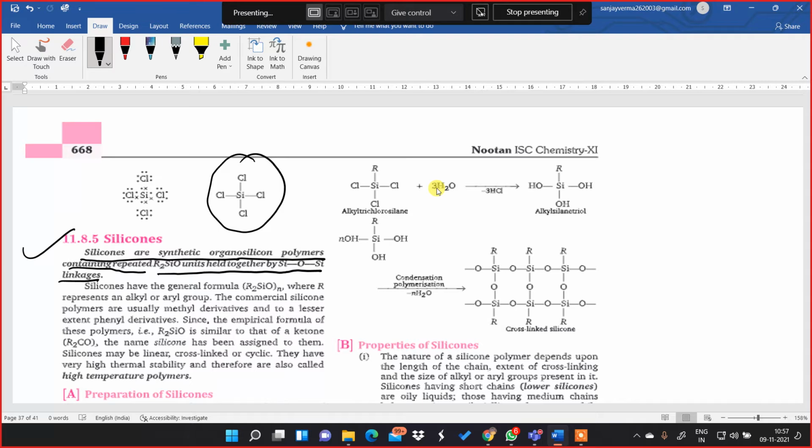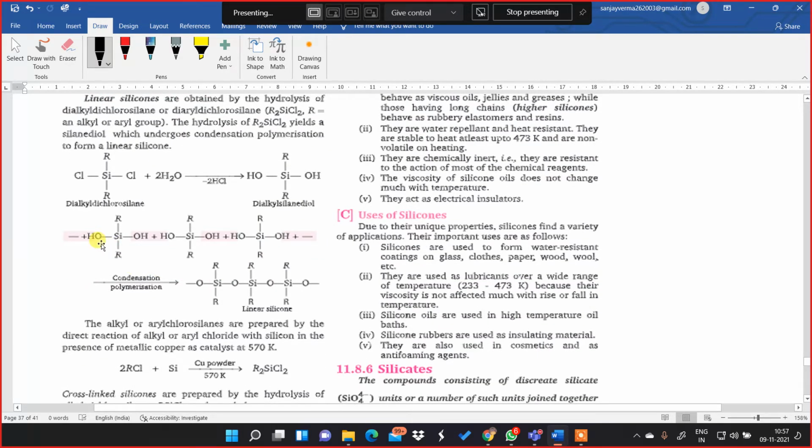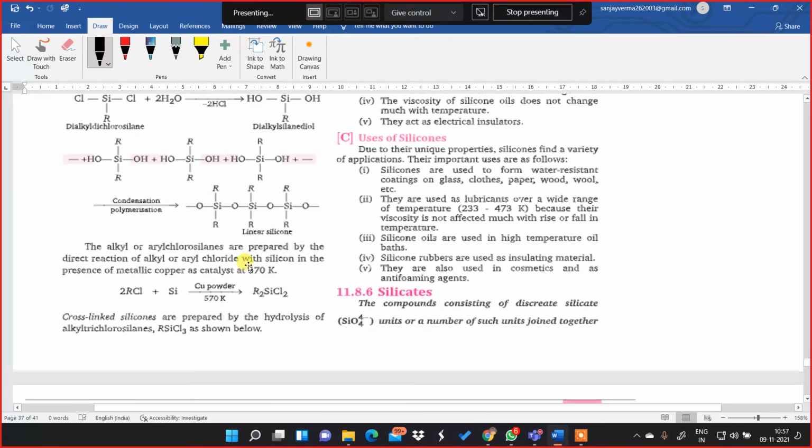The general method of preparation of silicones is in the syllabus. To prepare silicones, you take the dialkyl dichlorosilane and hydrolyze it with water. There is removal of hydrogen chloride and you get dialkyl silane diol. The diol is formed, which goes to the second step, where condensation happens to form a linear silicone molecule. This is the general formula. So this is the general method for the preparation of silicones.